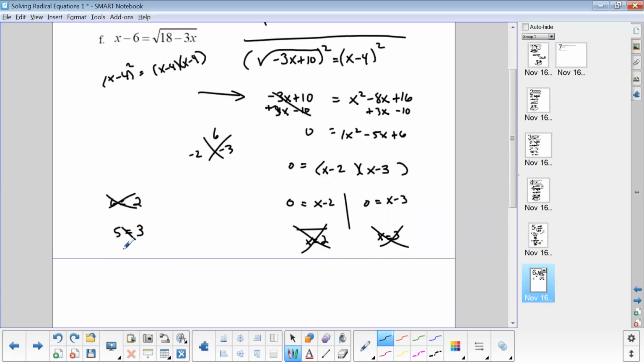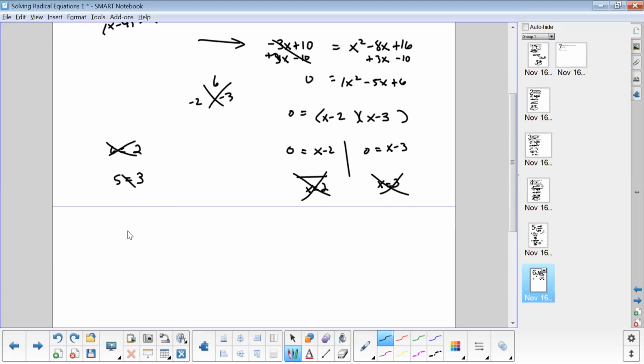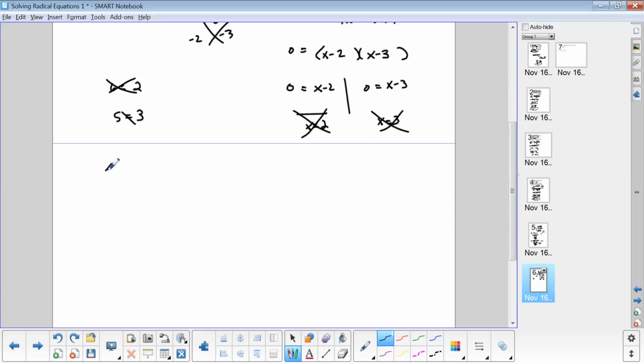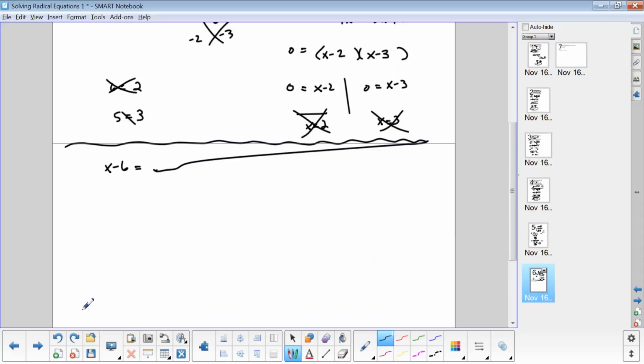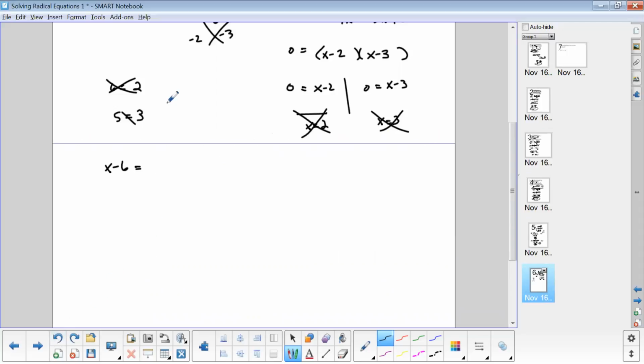So, next equation. I have x minus 6 is equal to the square root of 18 minus 3x. Again, I want to square both sides. So that's going to give me x minus 6 quantity squared equal to 18 minus 3x.